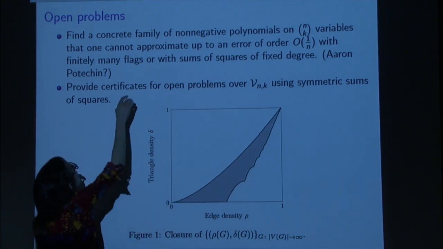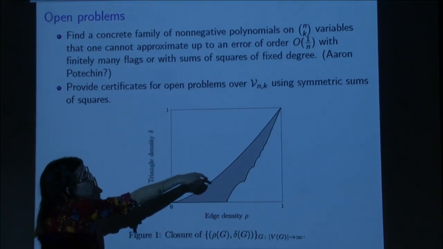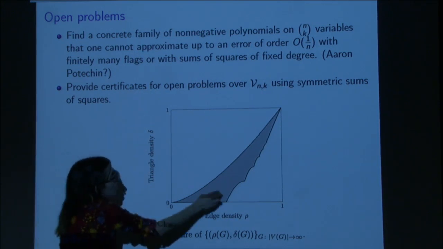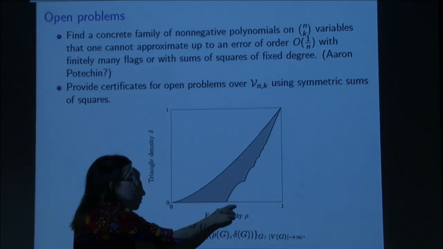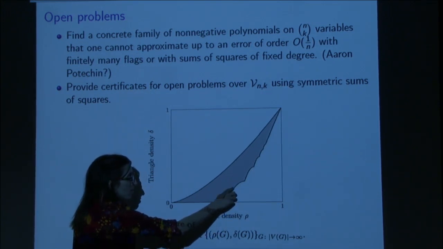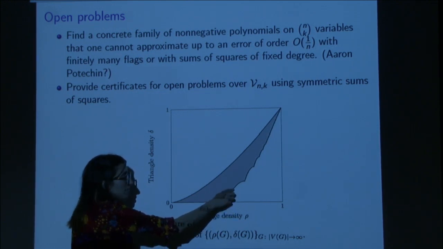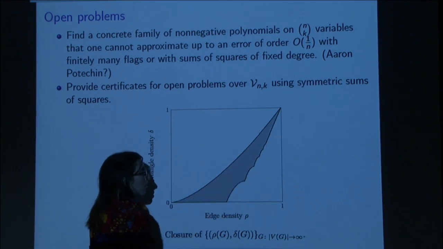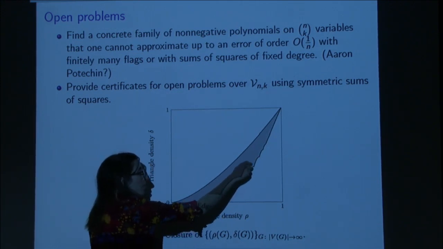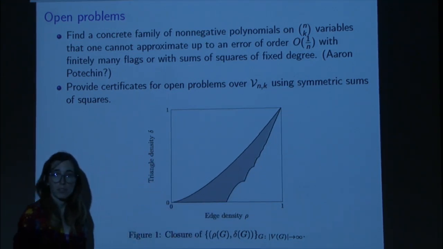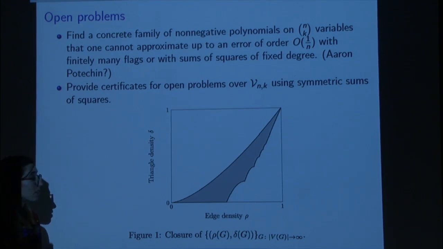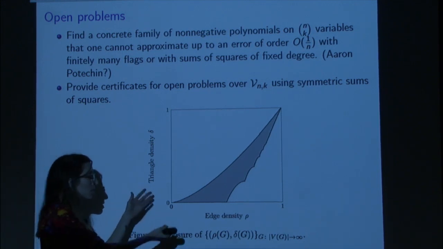But now he used the calculus part of flags, and so Aaron has now shown that if you fix an edge density here and you want to see that the max triangle density is here or here or here, then the degree that you need for the different parts keeps going up. That means the number of flags that you need also goes up, so you won't be able to do it with a finite number of flags.